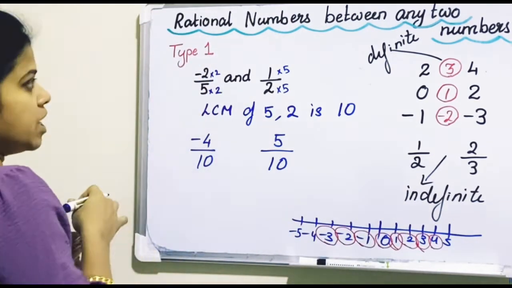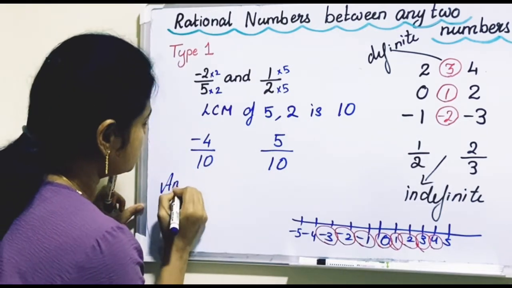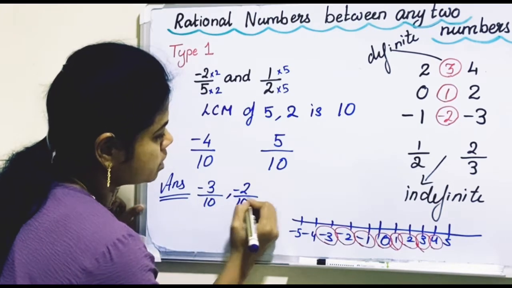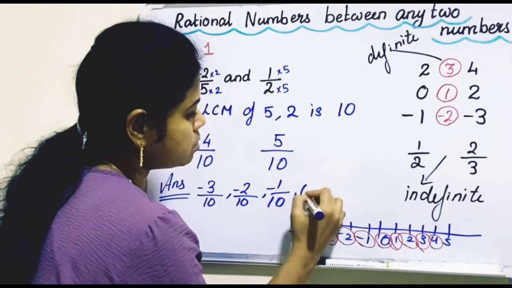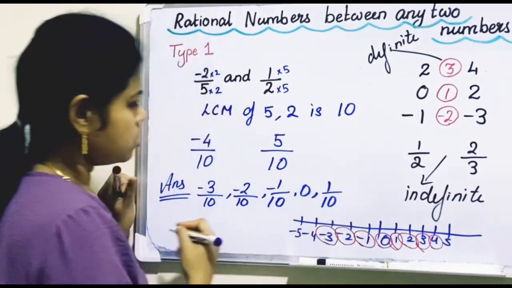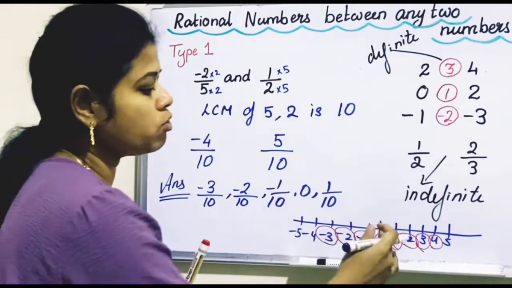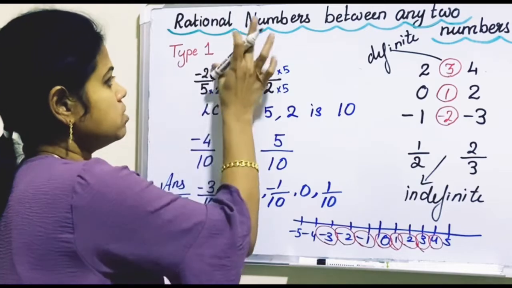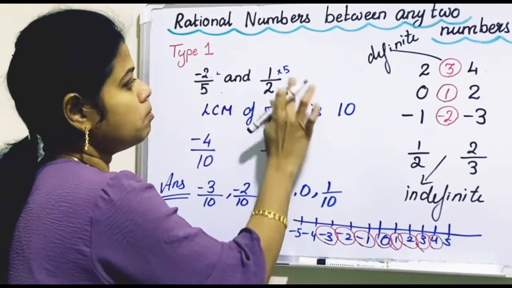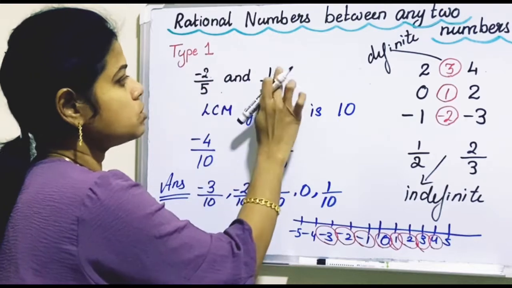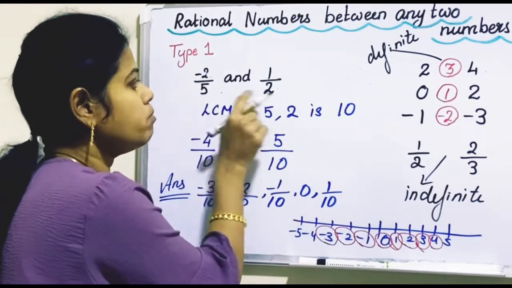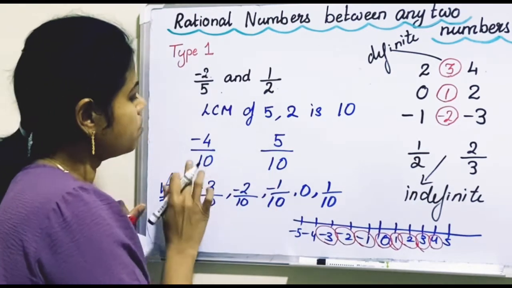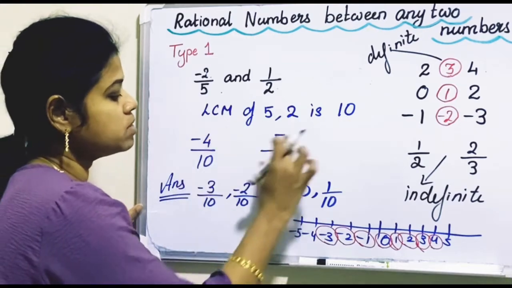So the rational numbers in between these two numbers are -3 upon 10, -2 upon 10, -1 upon 10, then 0, then 1 upon 10. So yeah, 5 numbers is enough. If you want more numbers, you can continue listing. So these are the numbers in between -2 upon 5 and 1 upon 2. Between two rational numbers, to list out the numbers, first find the LCM of the denominators, because we have to make the denominators the same. After making the denominators the same, you can list out the numbers in between these two.